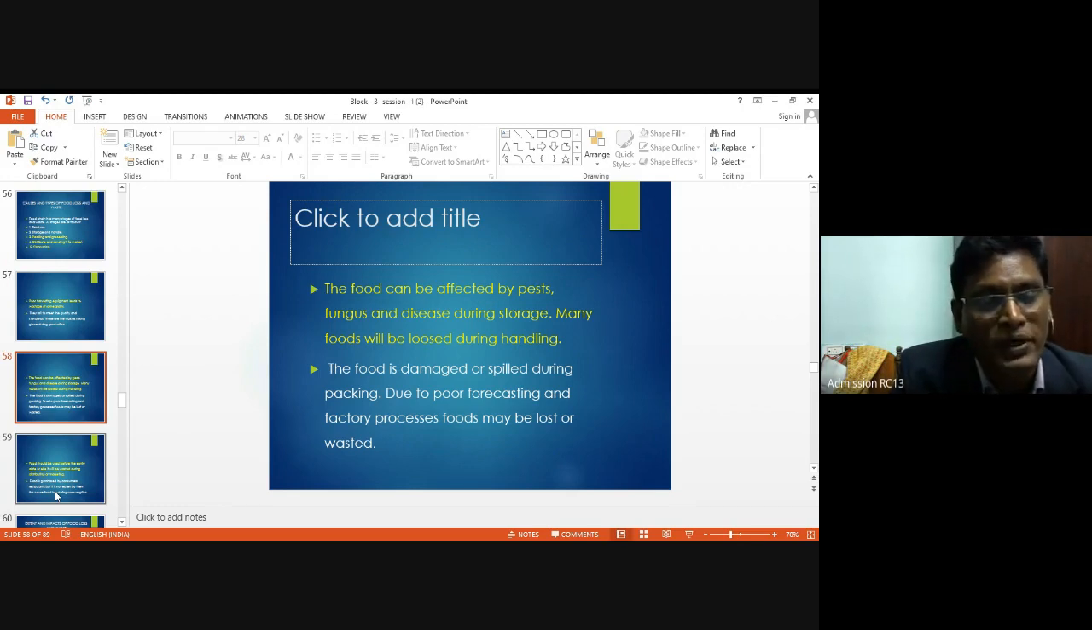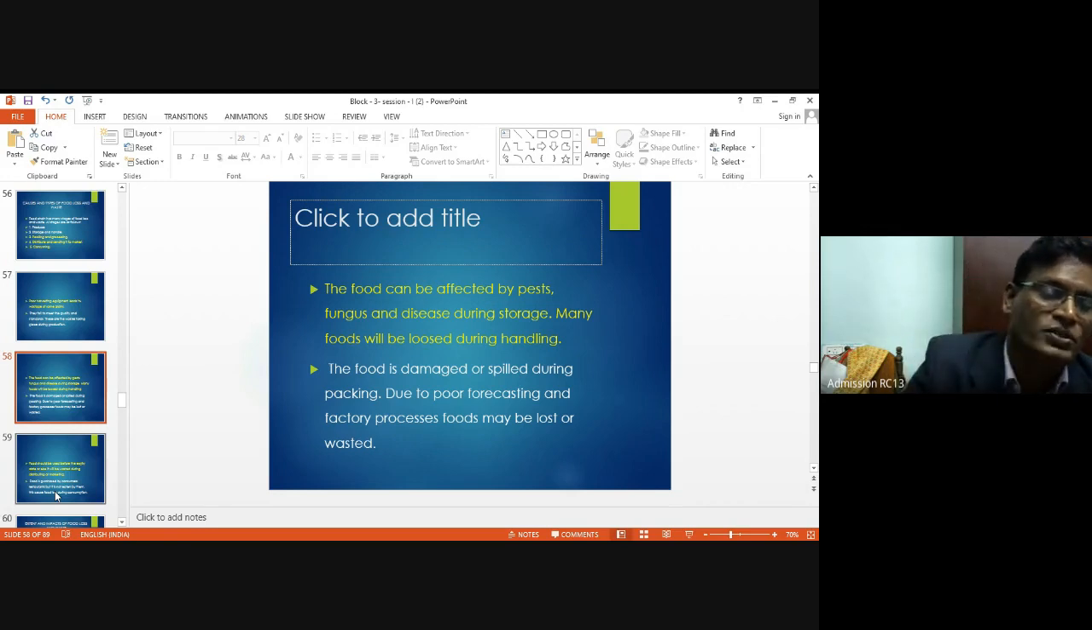During the period of storage, these products are exposed to pests. It may be a fungus, and also some diseases. That means grains will be wasted because of the attack of these microorganisms. Many foods will be lost during handling, and food may be damaged or spoiled during packing, and due to the processing in the factory, foods may be lost or wasted.